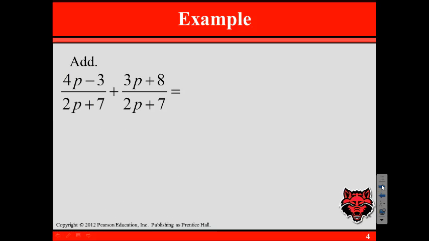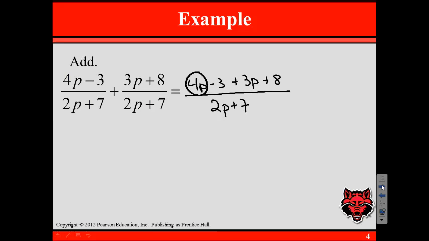Here we have (4p minus 3) over (2p plus 7) plus (3p plus 8) over (2p plus 7). Because we have a common denominator, we are able to write the denominator one time, 2p plus 7, and add across the numerators. So we have 4p minus 3 plus 3p plus 8. Now that we have one fraction, let's combine like terms in the numerator.